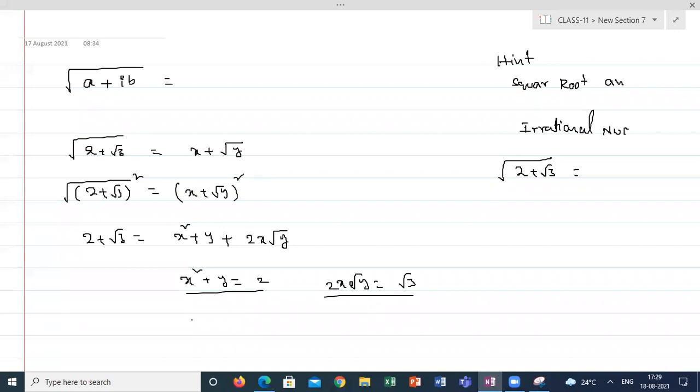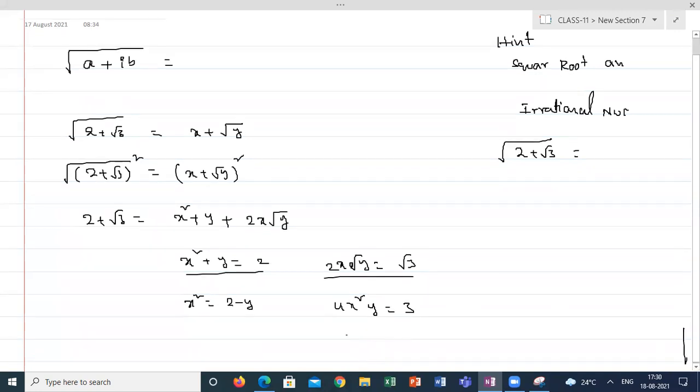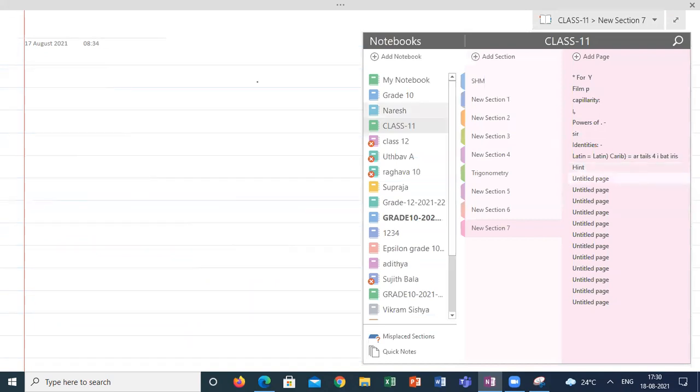What is the x square value from here? x square is 2 minus y. If I am squaring both sides of 2x root y equal to root 3, what will I get? 4x square y is equal to 3. Now we have to substitute the value. If I substitute 4 into 2 minus y into y equal to 3, I will get the y value. Can you do the same method? I can apply the same method.